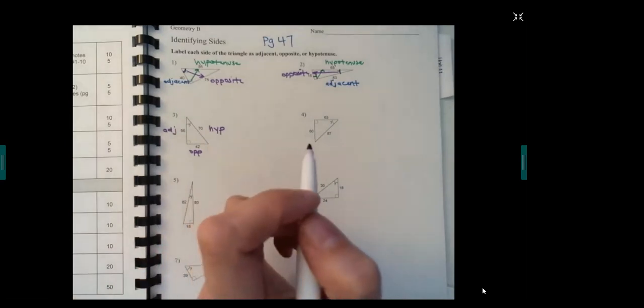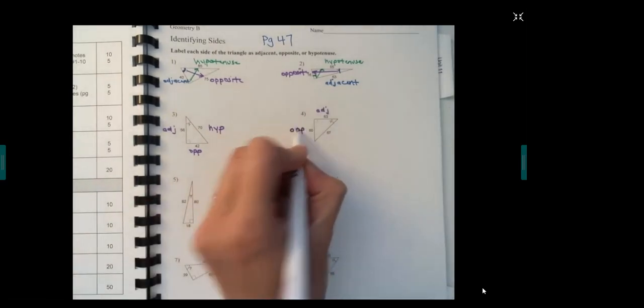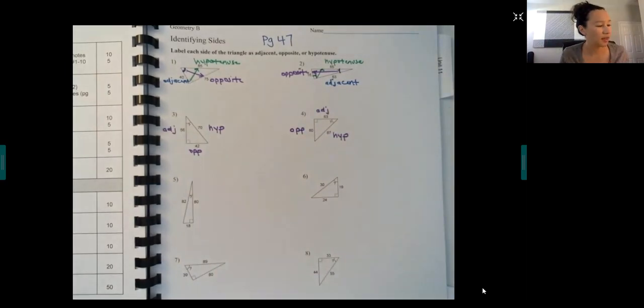For number 4, next to 36, I put adjacent. And next to 60, I put opposite. And then 87, I put hypotenuse. Excellent. Very good, Jose. Thank you. Jade, number 5.